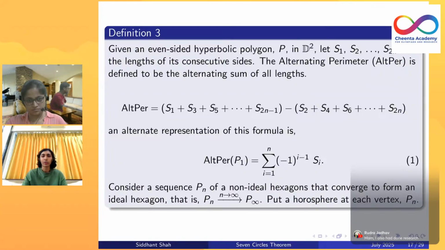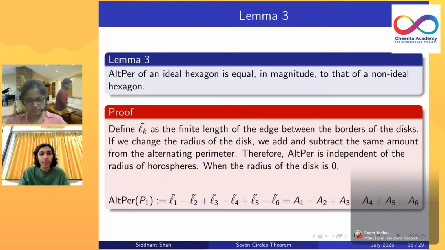For example, if we have an even-sided hyperbolic polygon with sides s1, s2, all the way till s2n, the alternating perimeter is defined as the alternating sum of all its lengths. The formula for calculating it is that we calculate s1 plus s3 plus s5, all the way till the odd line segments, and then we subtract the even line segments. That is known as the alternating perimeter. I've also generalized it below for reference. Can you go to the next slide?